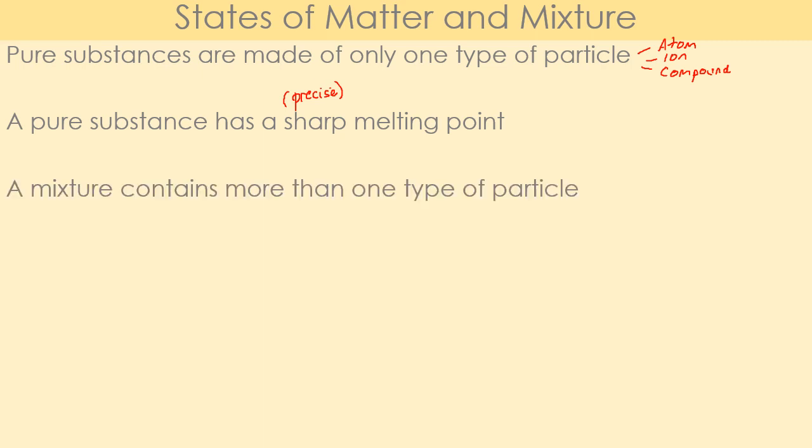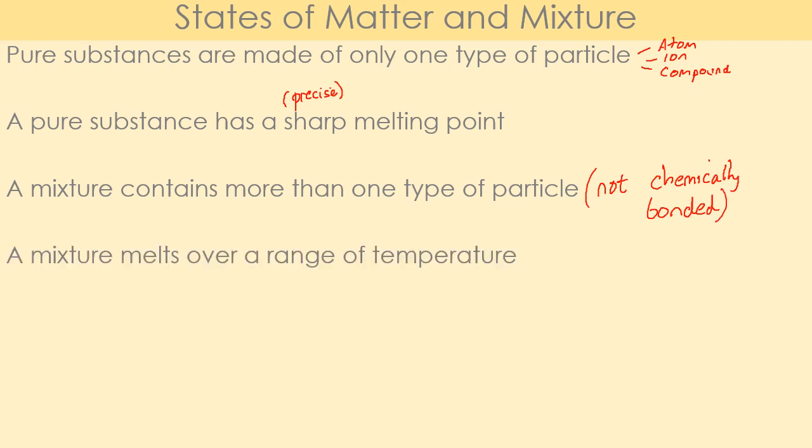So a mixture has more than one type of particle. I'm going to add on here that they are not chemically bonded. And a mixture will melt over a range of temperatures. Now all these particles have different chemical properties. So that allows us to separate them.